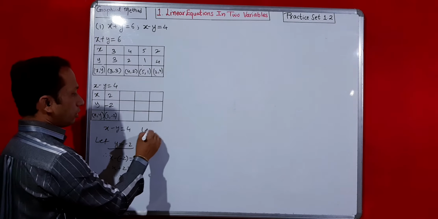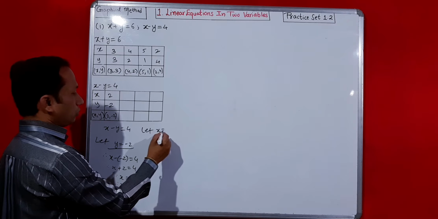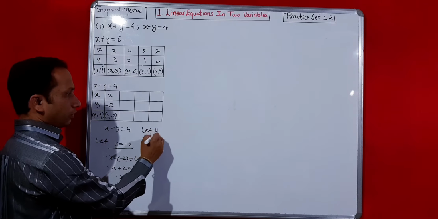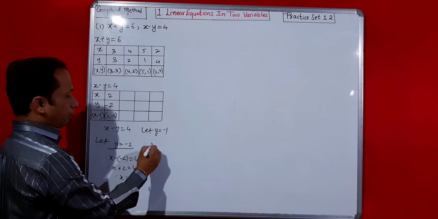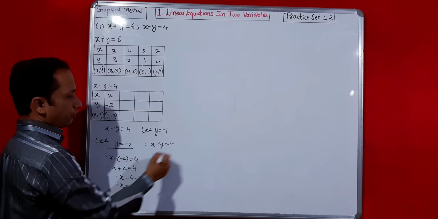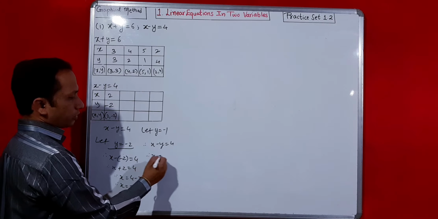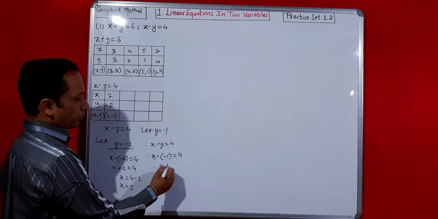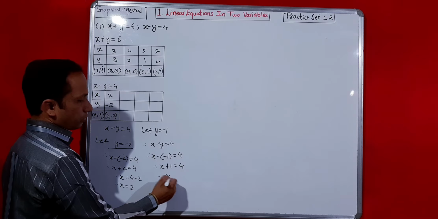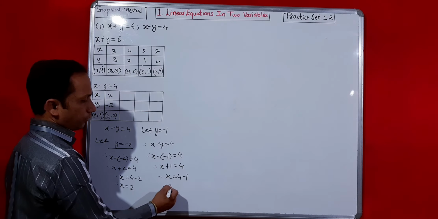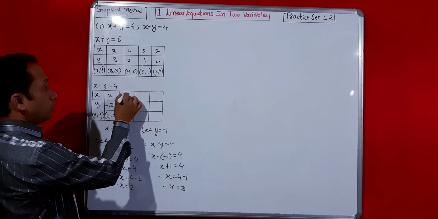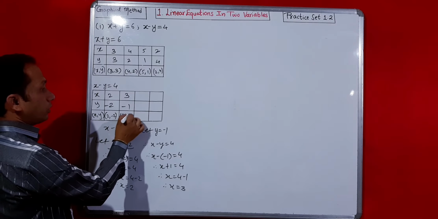Second, I am not going to consider x, I am considering y only. Negative values, minus 1. Therefore x minus y is equal to 4. Therefore x minus of minus 1 is equal to 4. Therefore x plus 1 is equal to 4. Therefore x is equal to 4 minus 1. Therefore x is equal to 3. So 3 and minus 1.